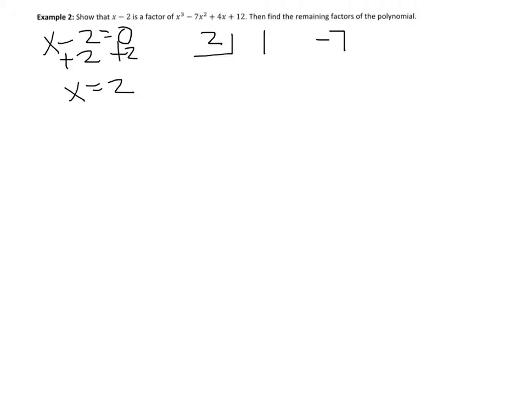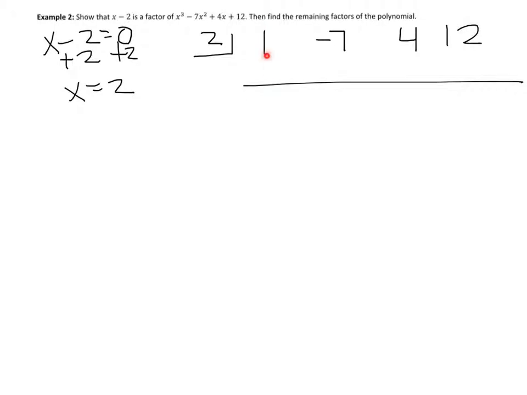In example 2, we're supposed to show that x minus 2 is a factor of x cubed minus 7x squared plus 4x plus 12. So let's go ahead and start by figuring out what needs to be in my upper left-hand box. If we set x minus 2 equal to 0 and add 2 to both sides, we're going to end up with x equals 2. So 2 is going to go in my box. Then I need to write out each piece of my polynomial. I have 1x cubed, negative 7x squared, 4x, and 12.